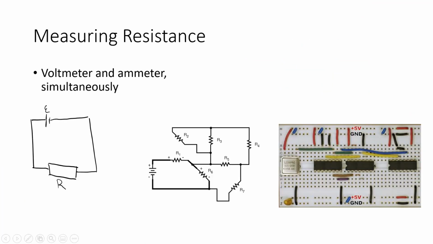Let's move on. Okay, so since we need a voltage and a current to get a resistance, we need a voltmeter and an ammeter simultaneously to measure resistance. And this is going to work for any circuit.